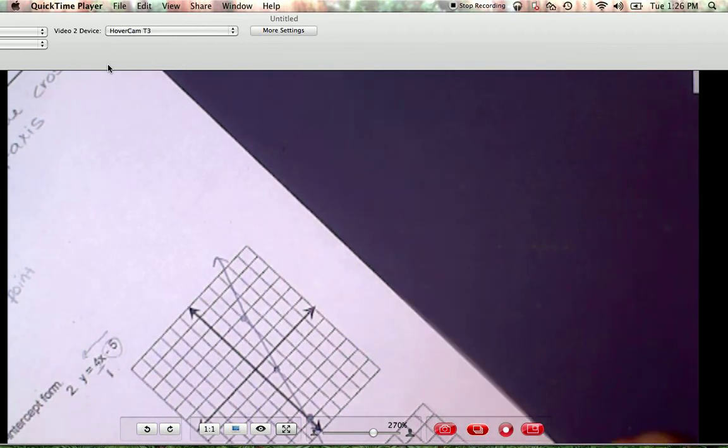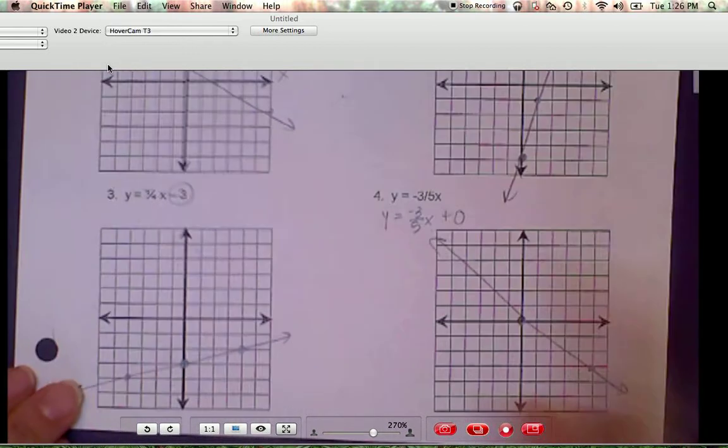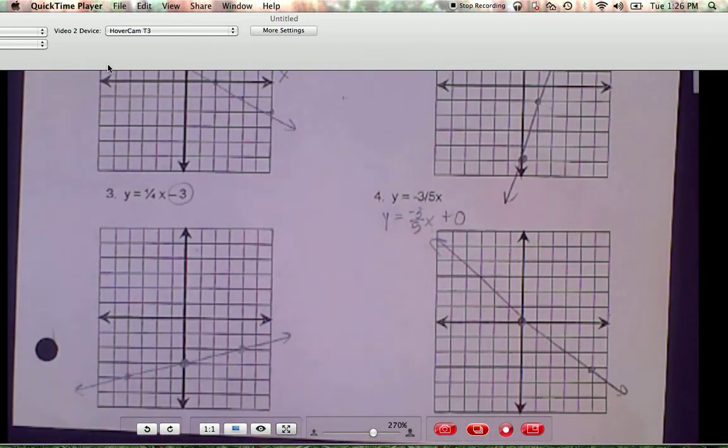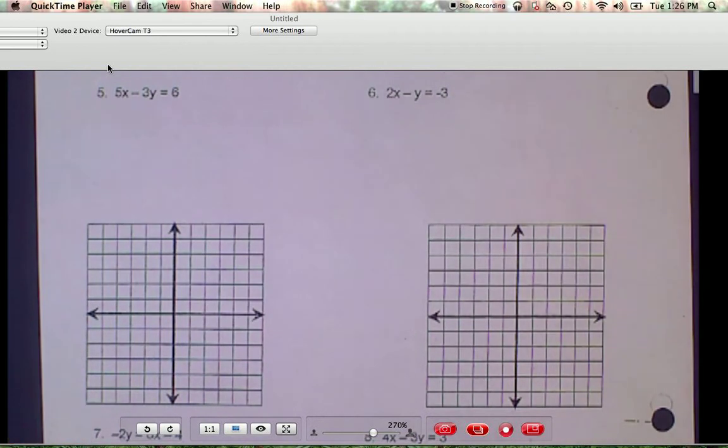Just be careful how straight your line is. Okay. So when it's in slope-intercept form, it's pretty easy to graph. You may have to put it in slope-intercept form on your own though. So if you look at 5, 5 is in standard form, and we need to convert it to slope-intercept form by solving for y.